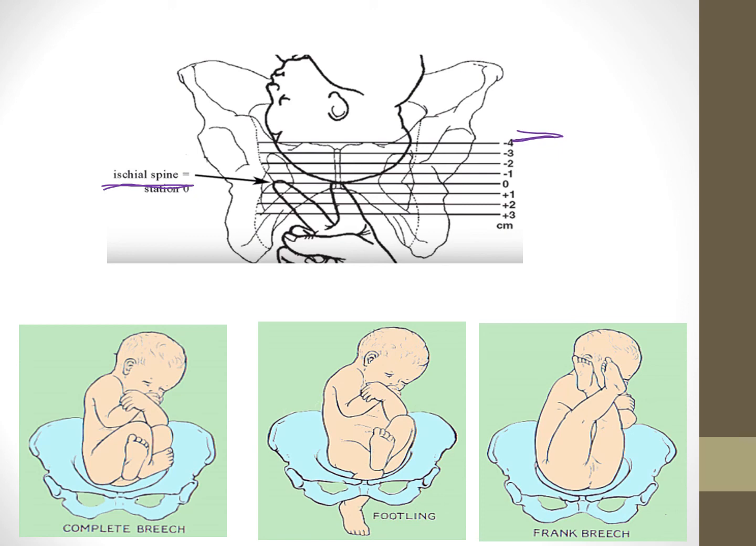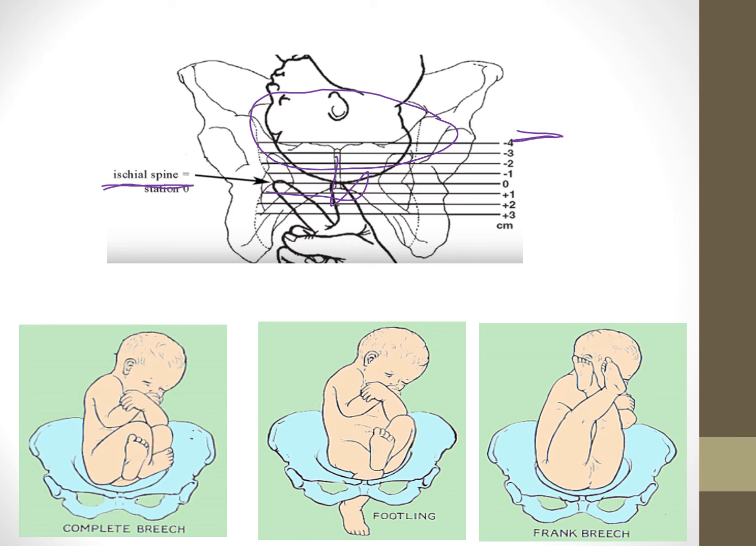So that sort of tells you how soon that kid is, or why that kid, if that kid's still at -4 station and they're pushing and that kid's staying up there, that might be a CPD, where their baby, especially if they're at a 0 station, that baby's head might be too big to come through that pelvis. They might have to go do a C-section because there's cephalopelvic disproportion. In other words, the baby's head is too big to go through the pelvis, right? So it's got to go through the pelvis.